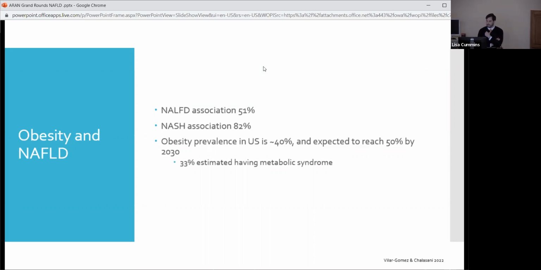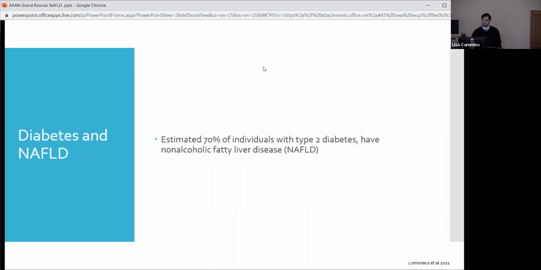Obesity prevalence in the United States is about 40%, expected to reach about 50% by 2030, like I mentioned earlier. About 33% of these patients have metabolic syndrome. So this is only going to get worse. About 70% of individuals with type 2 diabetes are going to have NAFLD or MAFLD. And so this is the biggest cohort that you need to be looking at and trying to diagnose and treat.